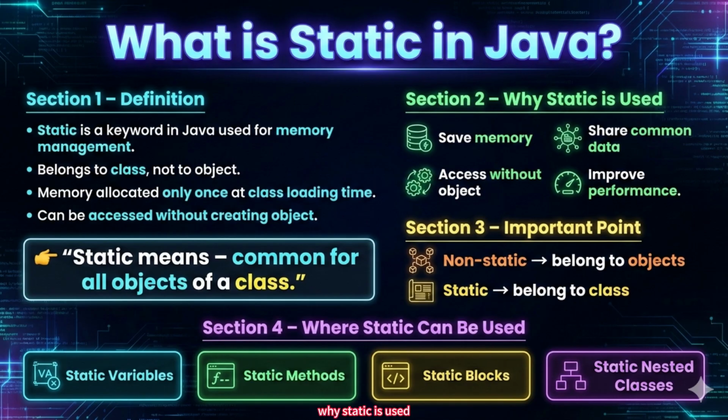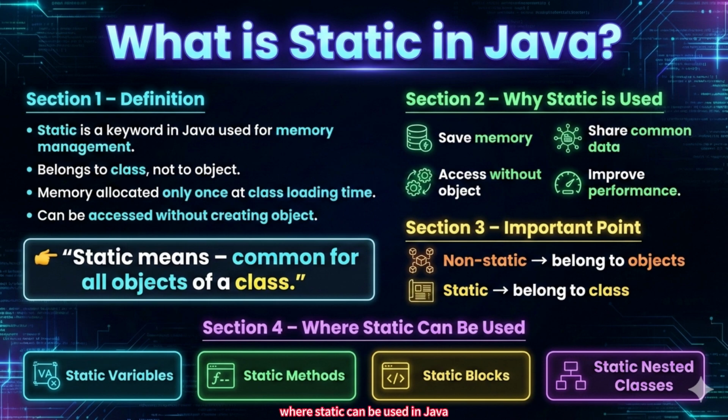Why static is used? Now the question is, why do we actually use static? Static is used to save memory, share common data among objects, access members without creating objects, and improve performance. So static helps us manage memory efficiently and avoid unnecessary object creation. Important point to remember. This is very important. Non-static members belong to objects. Static members belong to class. So static members are shared, and non-static members are individual for each object.